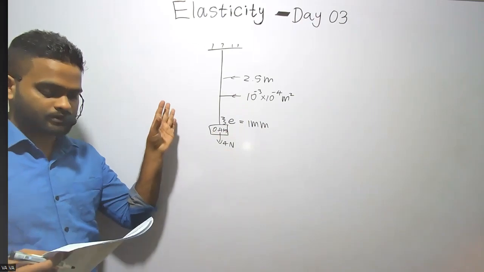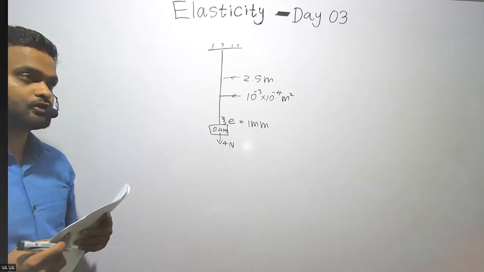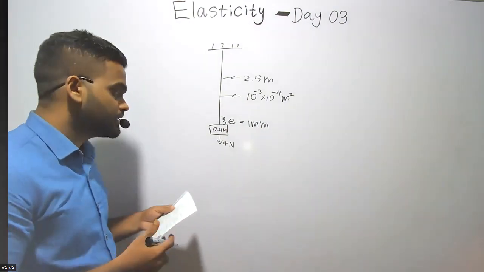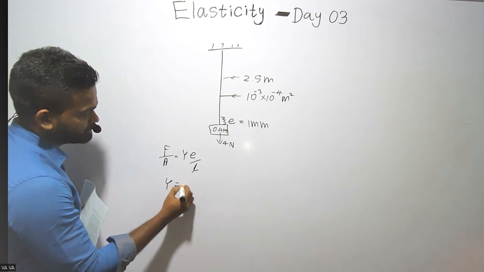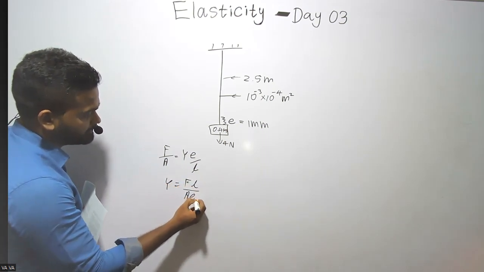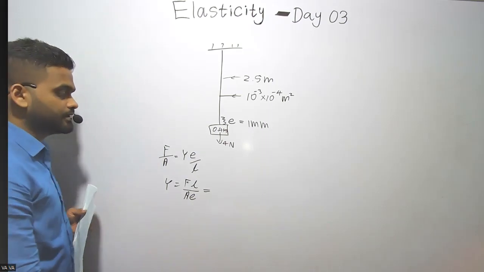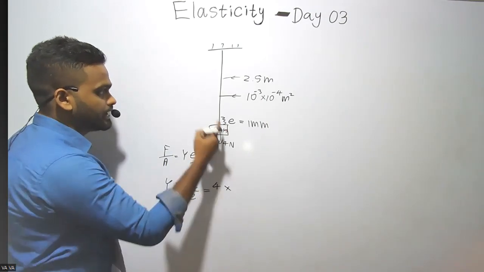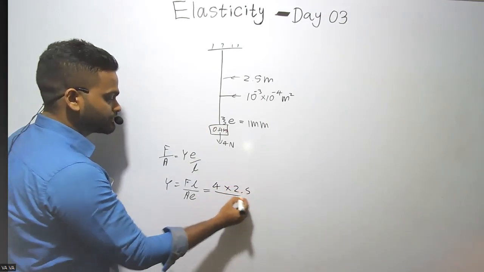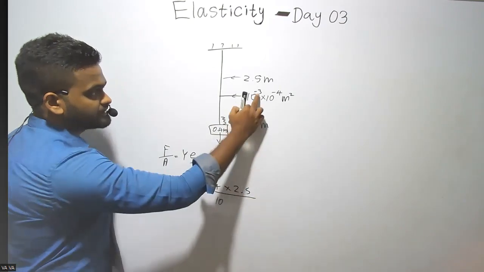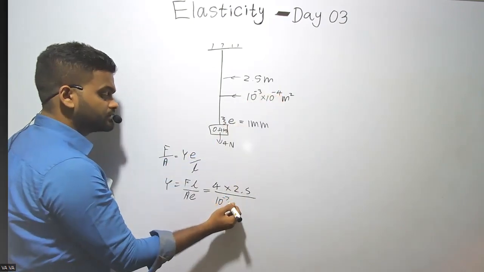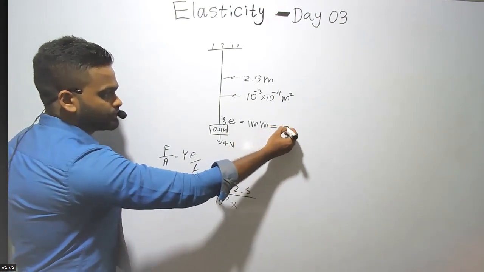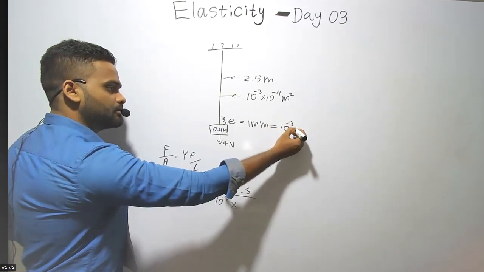What they ask is to find the Young's modulus. So you just have to do a substitution. This is a simple question. Young's modulus is equal to FL divided by AE. So you just have to substitute values here. The force that the wire is subjected to is 4 Newton. Length is 2.5 meters. Cross section is 10 to the power -3 times 10 to the power -4, so it is 10 to the power -7 square meters. Extension is 1 millimeter. When you convert it into meters, it becomes 10 to the power -3 meters.